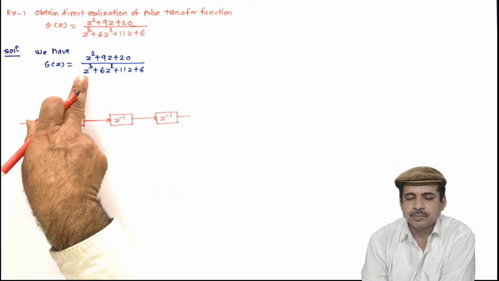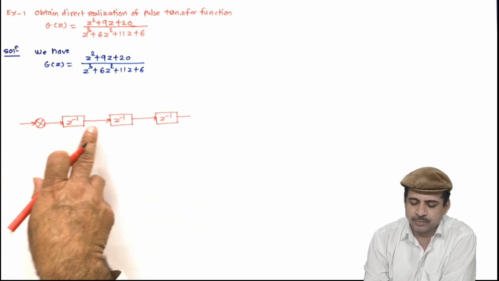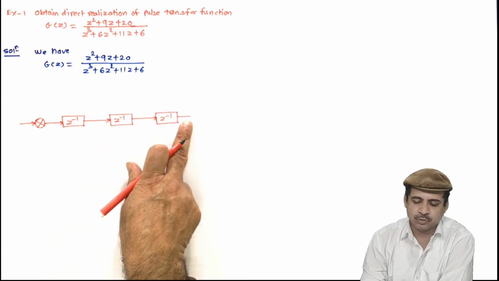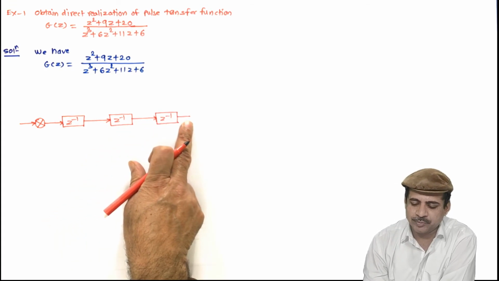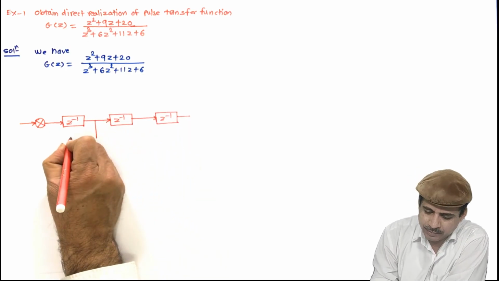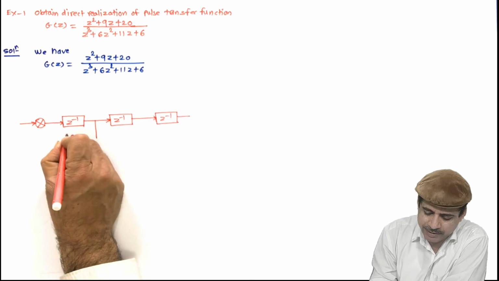So this is z cube. So here I will consider z cube. This will be z square. This will be z raised to 1. This will be z raised to 0. Now while realizing the denominator, it will be in the feedback.